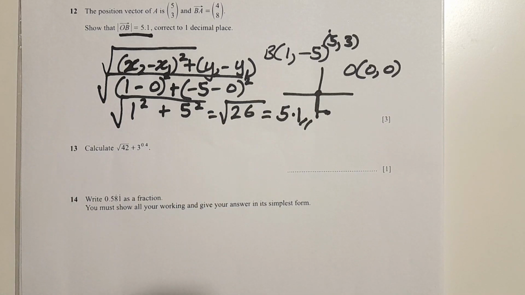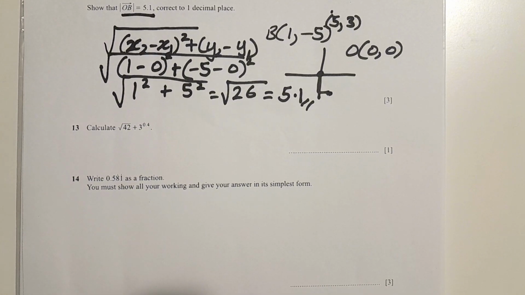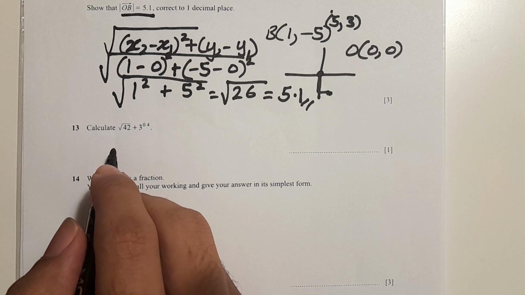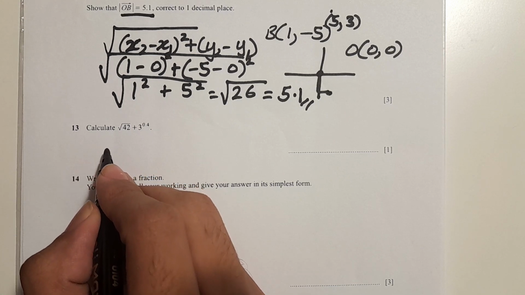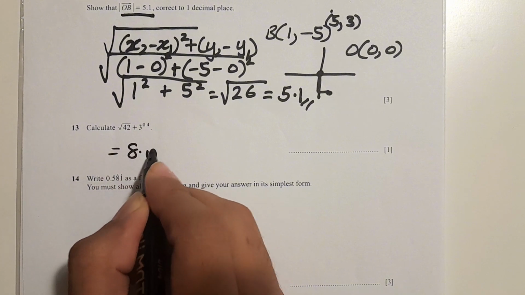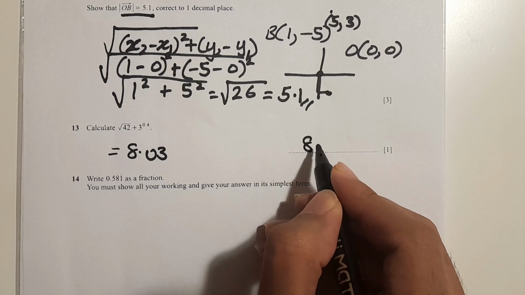Now for question 30, we have to calculate the square root of 42 plus 3 to the power of 0.4. Using the calculator, the answer will be 8.03. So 8.03 will be the final answer.